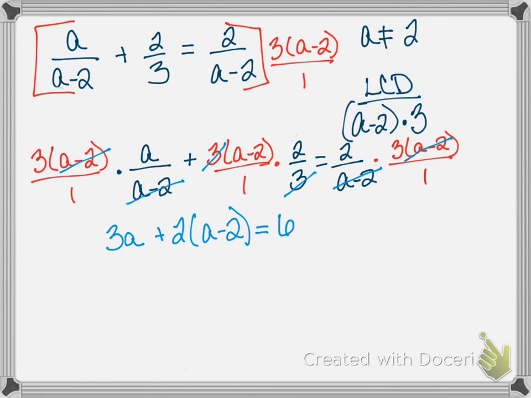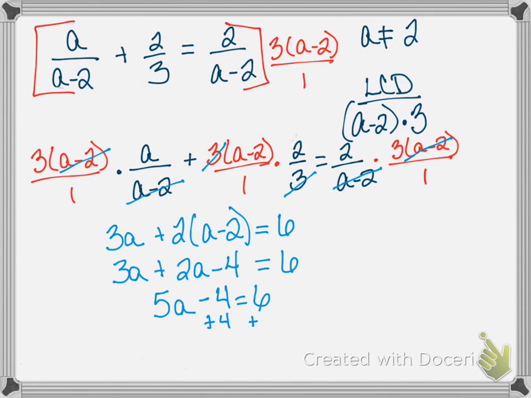Okay, what do I have to do first here? Excellent, I distribute. So I've got 3A plus 2A minus 4 equals 6. 3A plus 2A is 5A. Okay, now I add 4 to both sides. So I have 5A equals 10. I divide by 5. What's A?